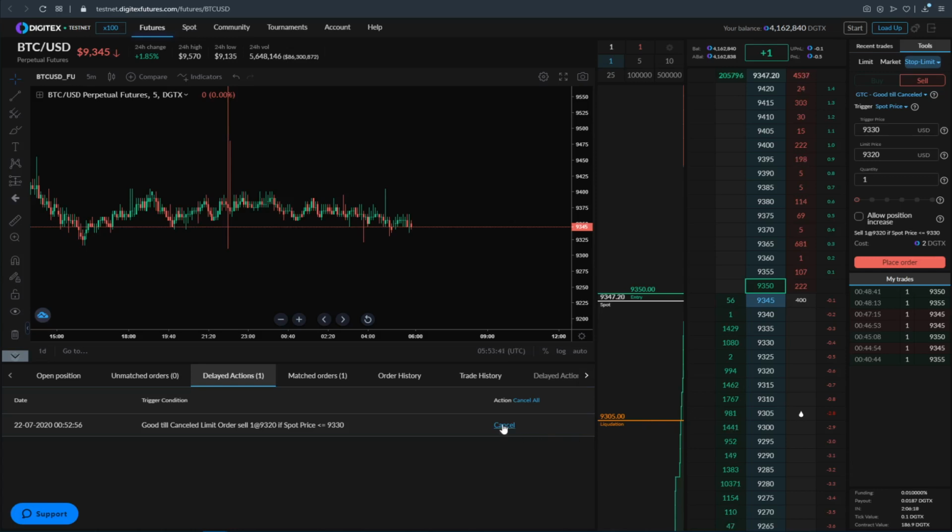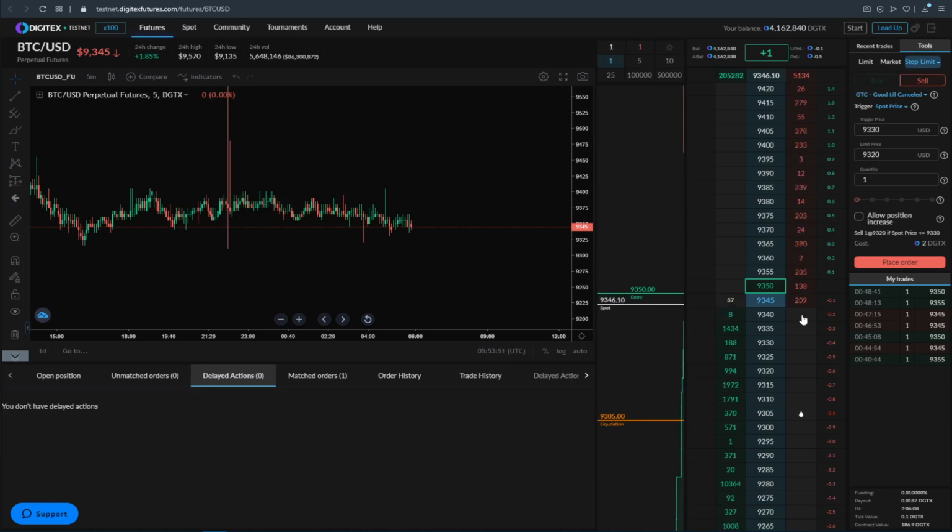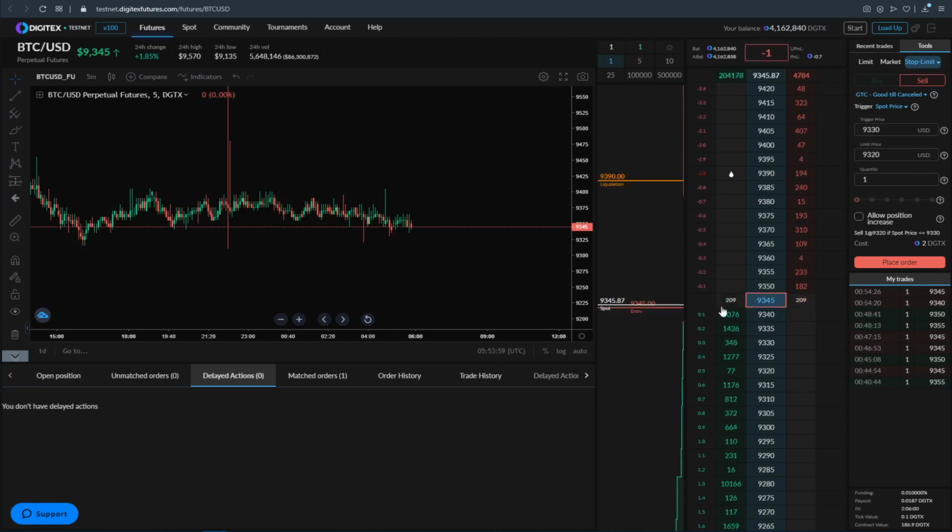And so I'm just going to go ahead and cancel this because we're not going to get down to that price level. And I'm just going to right click right here and get out of this position. And then we'll do a short position, just for an example. So I'm in a one contract short right here, and we need to do a buy order now.